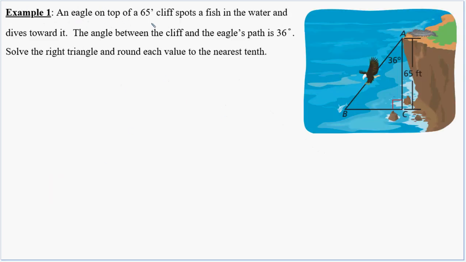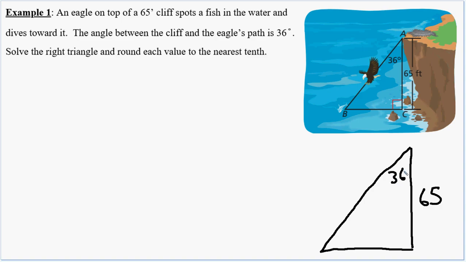So here in example 1, we've got a picture to go with it. I'm going to redraw the triangle below. So we've got a 65-foot cliff. There's an eagle on top of it, spots a fish, and dives toward the fish. When the eagle dives off the cliff, it creates a 36-degree angle. And they're calling this vertex B, this side C, and A is up top.